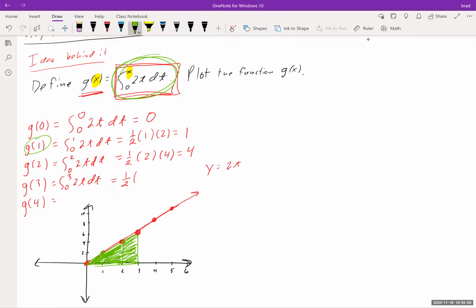So that has now a base of 3 and a height of 6. So this would be 9. And then if we do 4, I hope you guys can see the pattern now. So notice it's 0, 1, 4, 9. What do you think the next one's going to be? It's going to be 16. And what would the next one be? It's going to be 25. So if I say g of 5, I know it's going to be 25. So I'm starting to get the feeling that all of the areas are perfect squares. That's the pattern that I'm recognizing over here.